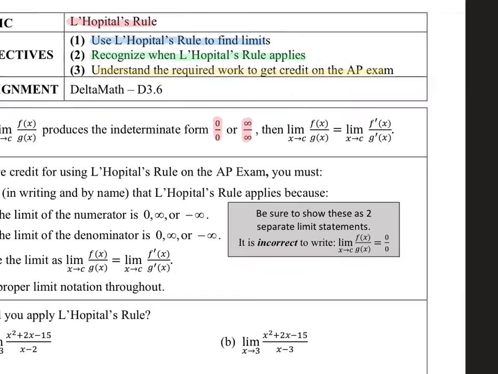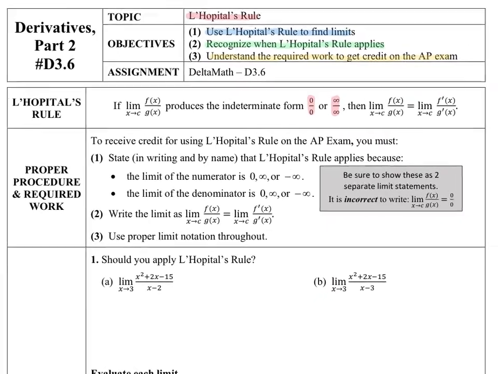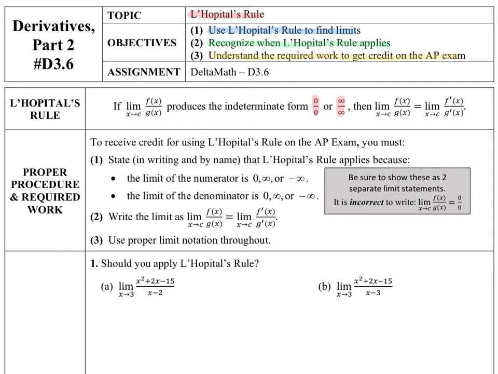In this next part, I've got the steps that you need to show in order to receive credit on the AP exam. And when I do the examples, I'm going to follow what this says. So to receive credit, you have to follow these 3 steps, and we will do that as we do our examples. And one thing, and I've got it in this box over here, that's important to realize is it is incorrect to say a limit equals 0 over 0. Technically, that is not a correct way of writing that, and we'll talk about that as we move on.